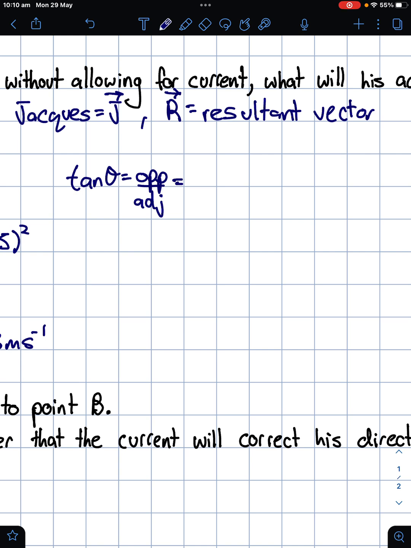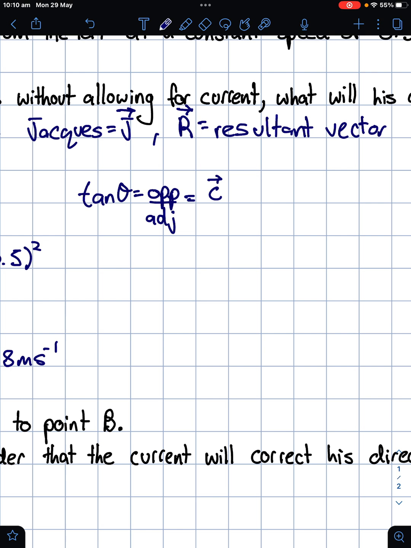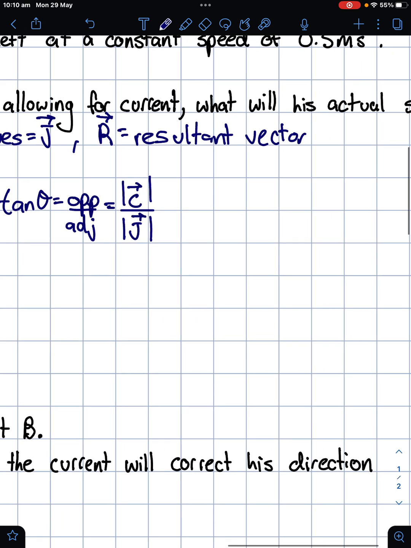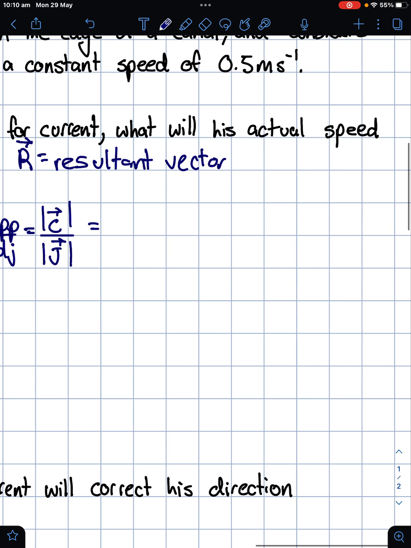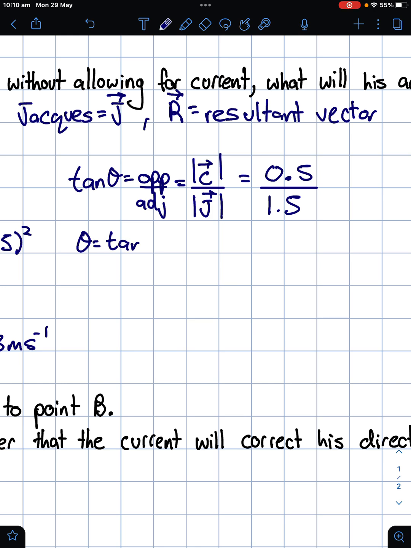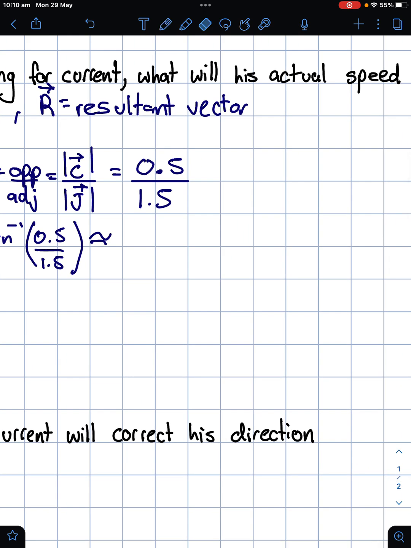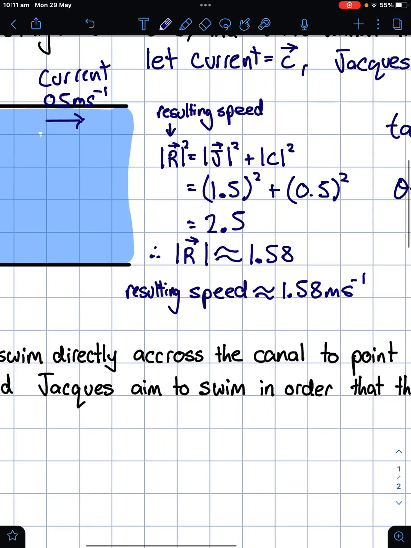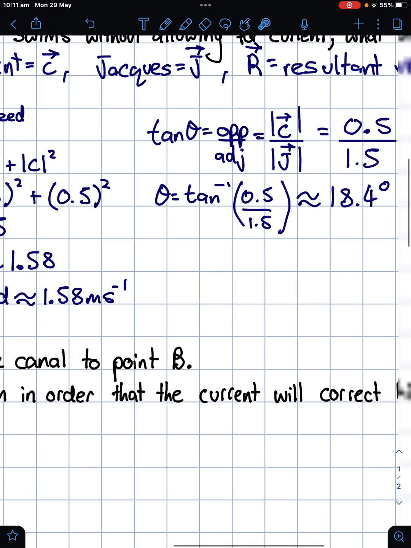And on this triangle, our opposite is our current. So we've got the length of the current over the length of Jacobs, which means we're going to be looking here at 0.5 over 1.5. And so theta is going to equal inverse tan of 0.5 over 1.5, which is going to give us approximately 18.4 degrees. So you can see the current's actually going to pull him off significantly, that he's going to go off at 18.4 degrees here.